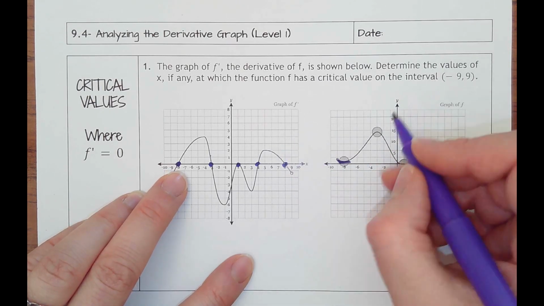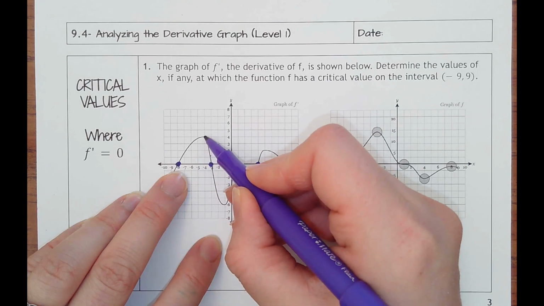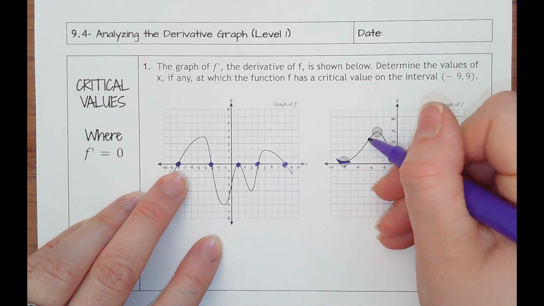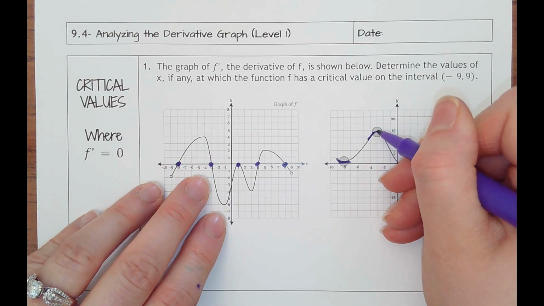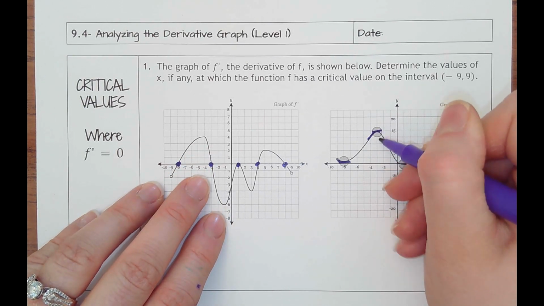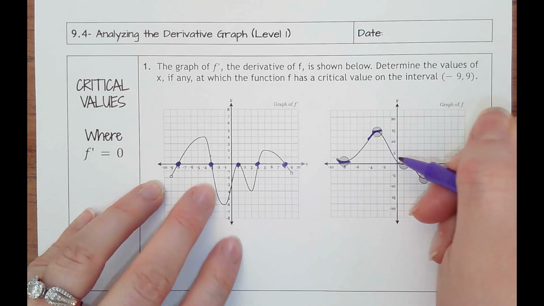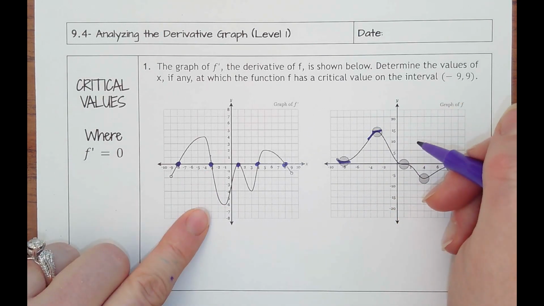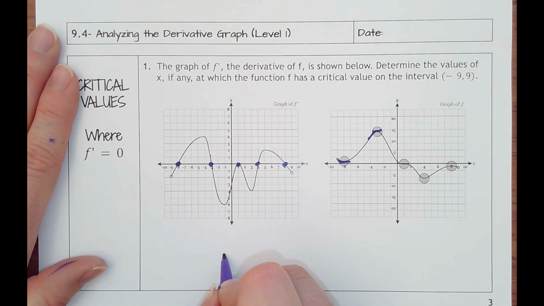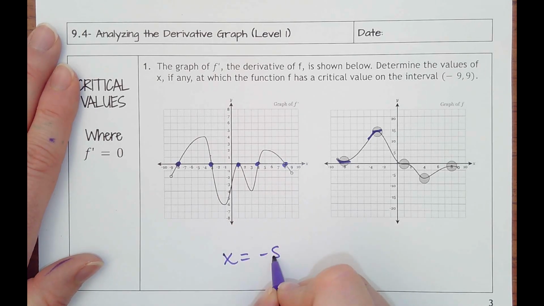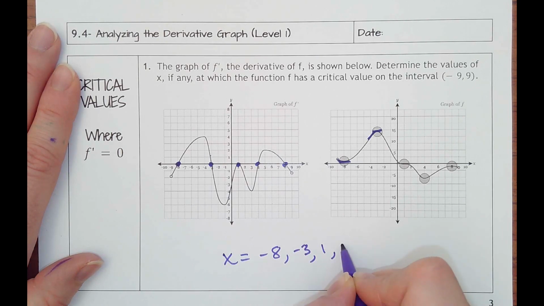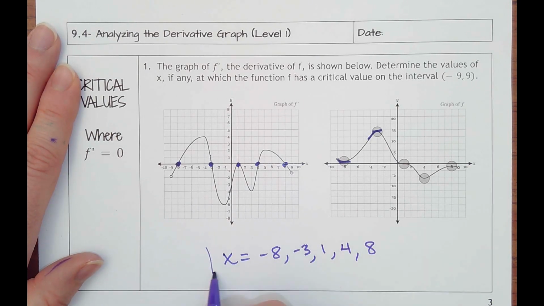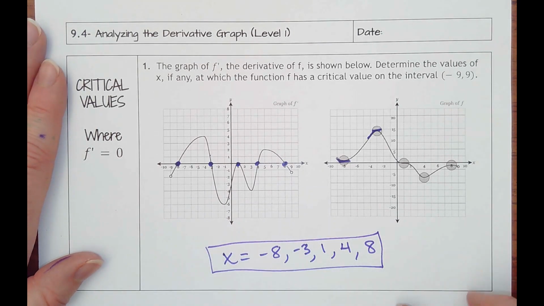And then we said at x is -4, it gets really steep. So that's before you come to a little hill or valley, and then it starts to get less steep to where it flattens out, and there's a 0 slope. We said at -3, that's what that's doing. But anyways, we're going to say that x values of -8, -3, 1, 4, and 8 are our critical values. Okay, go ahead and turn it to the next page.